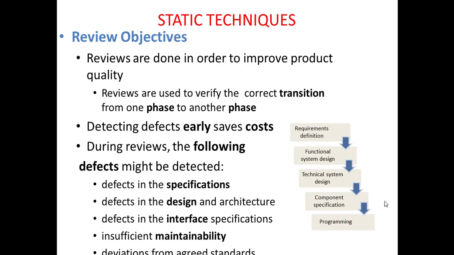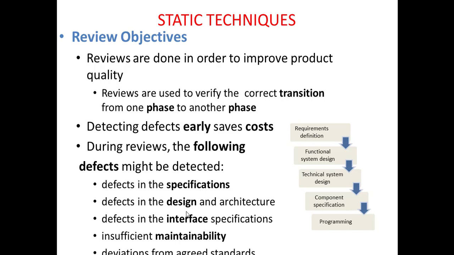In general, we have this sort of flow for software development. We have the requirement definition, then a functional system design, then a technical system design, then a component specification, and then finally the programming. In the static techniques, we generally focus on the specifications. We want to find the defects in the specifications. Those can be found only by going through the documents, isn't it? We cannot execute anything over here, so we read the specification, we find inconsistencies if there are any between the specification and the requirements, and then we figure out the defects in that.